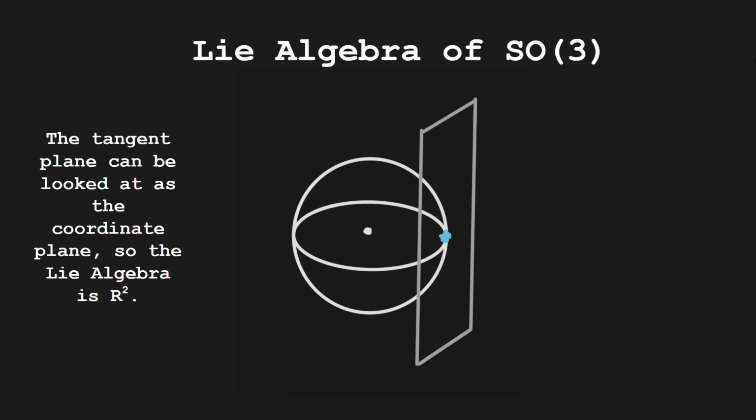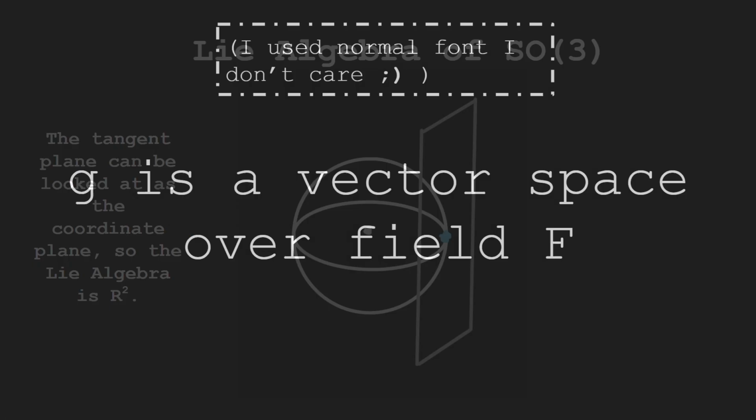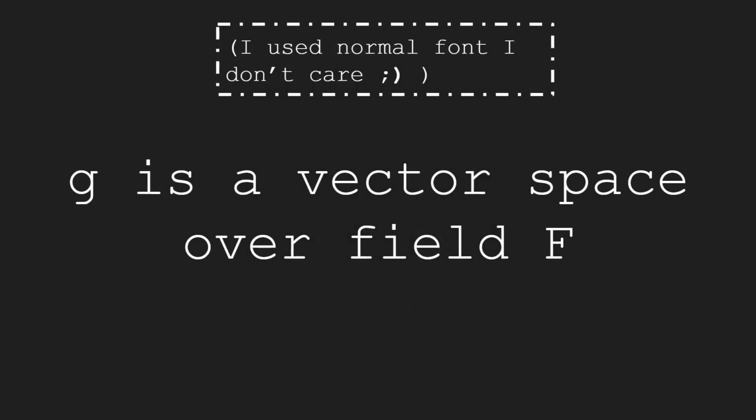A Lie algebra, in fact, is a vector space, because it is a tangent space, which is a type of vector space. This vector space over a field of numbers F is usually denoted by g, with a special font, of course, as is customary in math. A Lie algebra also has an operation called the Lie bracket.